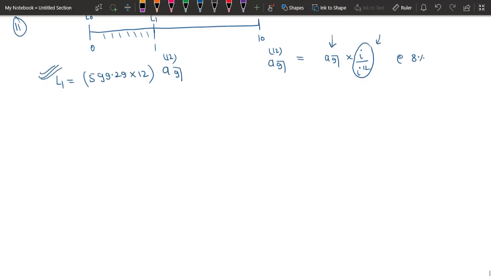So we get back to the question again. So our L1 will come equal to 599.29 into 12, and the value of A9 will be 6.2469, and the value of I upon I12 will be similar as before. So your L1 will be equal to 46548.71.